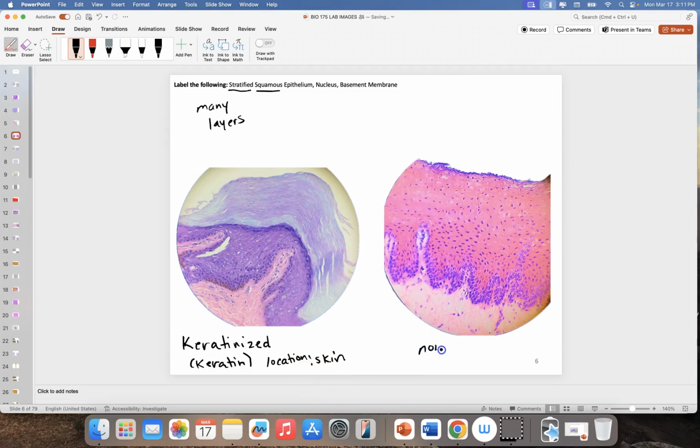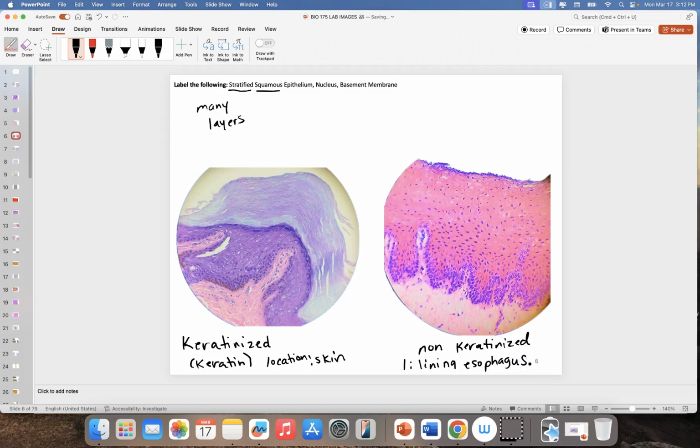The other image shows non-keratinized, which means that there will not be any keratin in this type of stratified squamous epithelium. This then would be found lining the mouth, lining the throat, lining the esophagus, and in fact, the location here for this particular one is the lining of the esophagus.